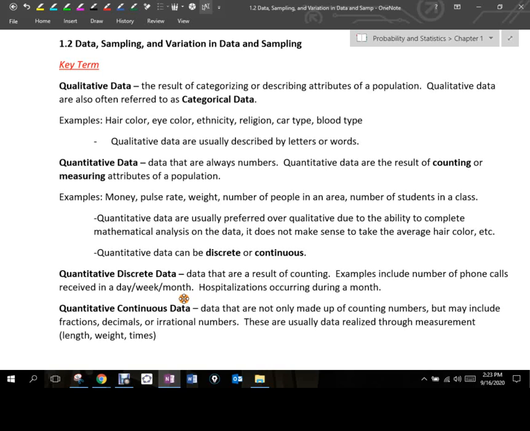If it's quantitative, I say, okay, is this number something that I can count? Is the weight of somebody or the height of somebody something I can count? No, that's something I had to measure, right? So answering those two questions, whether I can count it or I had to measure it, tells me discrete or continuous.